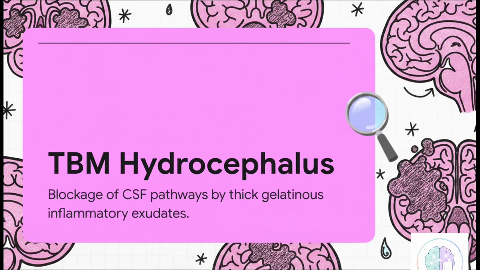So hydrocephalus is basically one of the absolute most common complications of TBM, right? It can pop up before, during, or even after treatment. And what's actually happening is these incredibly thick, gelatinous inflammatory exudates physically block the CSF pathways. This traffic jam can happen down in the subarachnoid cisterns or straight up in the ventricles themselves.